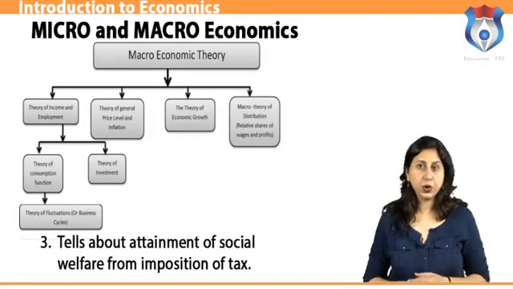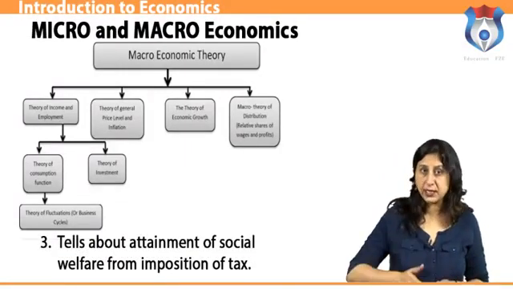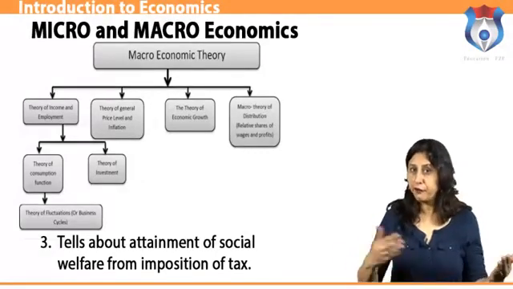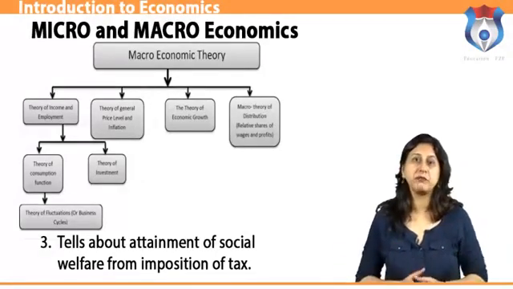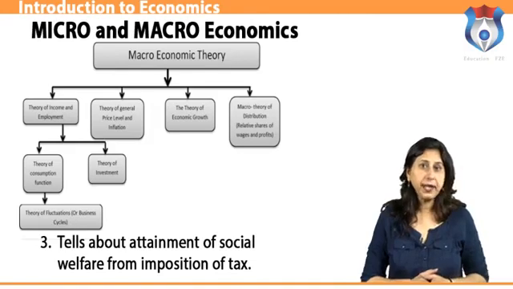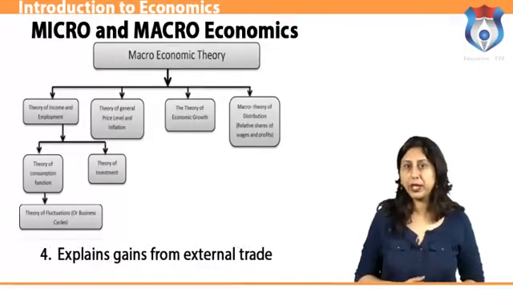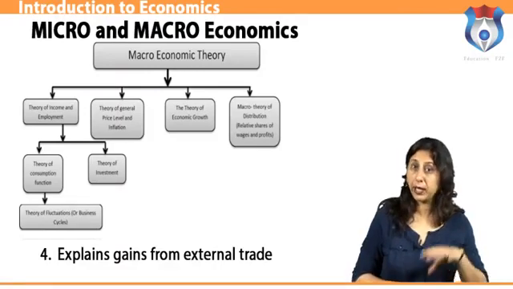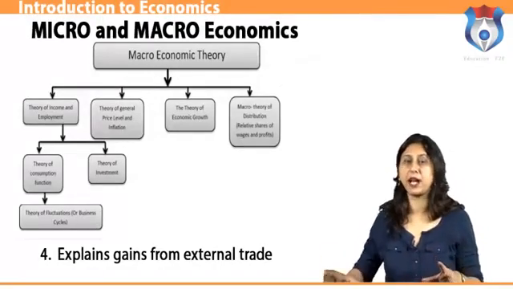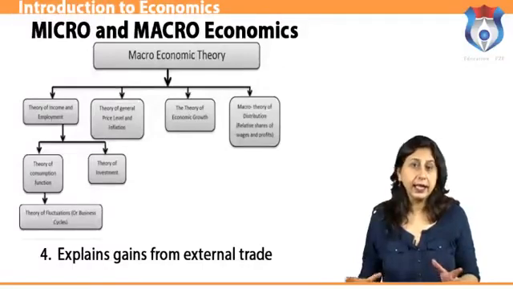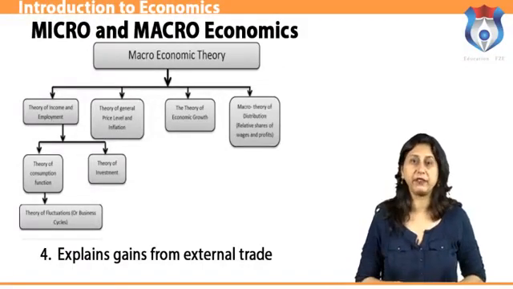Microeconomics is used to explain gains from internal trade, external trade, foreign exchange and balance of payment, disequilibrium, and in the determination of exchange rate. Microeconomics explains how imposition of different types of direct and indirect taxes lead to attainment of social welfare.